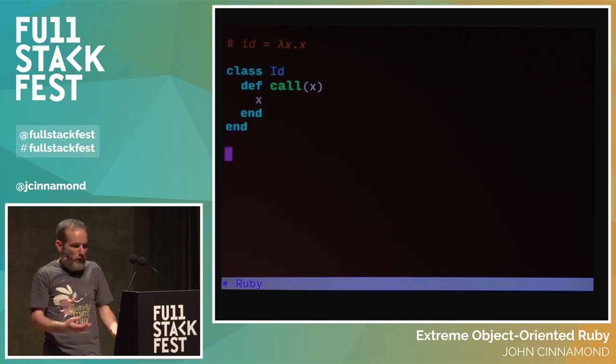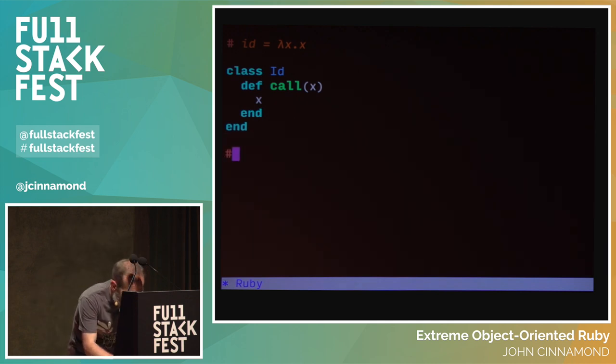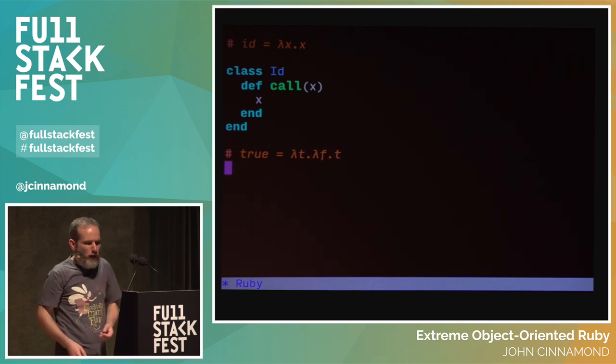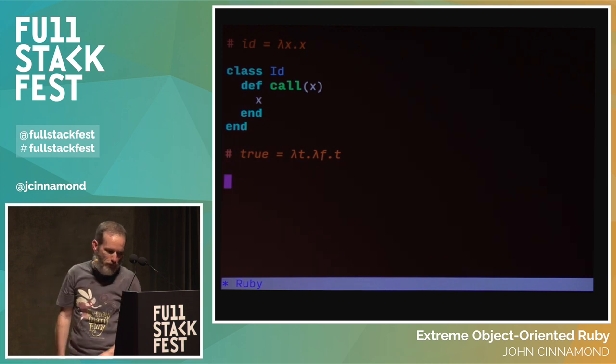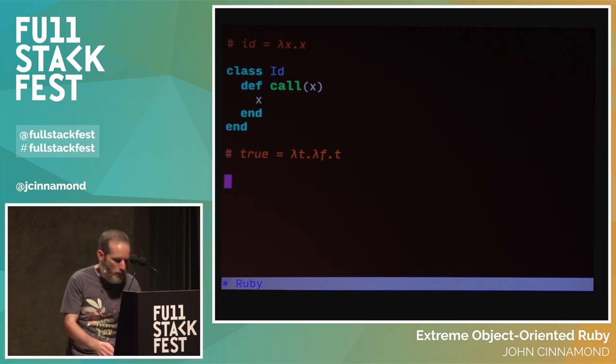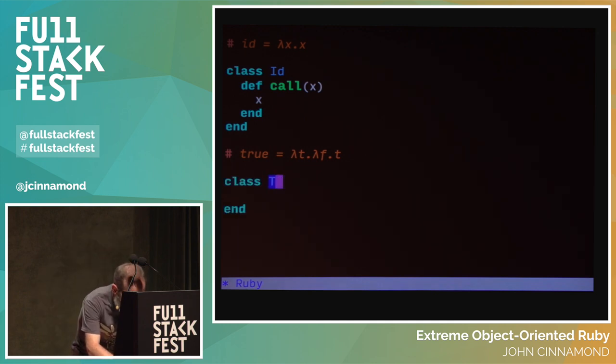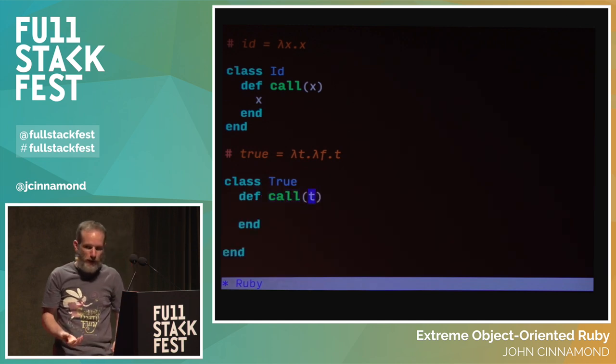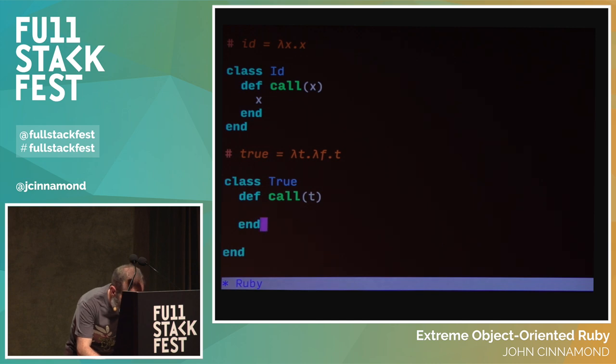Now, this doesn't just work for simple things like the identity function. We can look at something a bit more complex. So in lambda calculus, we could say true is equal to lambda t dot lambda f dot t. Now, you don't necessarily need to worry about why that's the case. I just want to show you that this is more complex, but we can follow the rules and convert it. OK, so the rule says we create a class. We give it the same name as the variable. It has a single method called call. It takes a single argument, in this case t, to match the thing above.